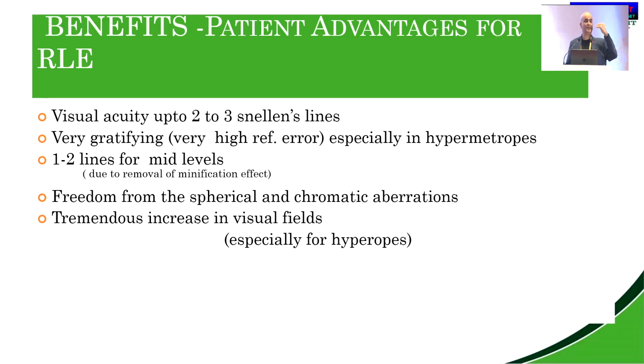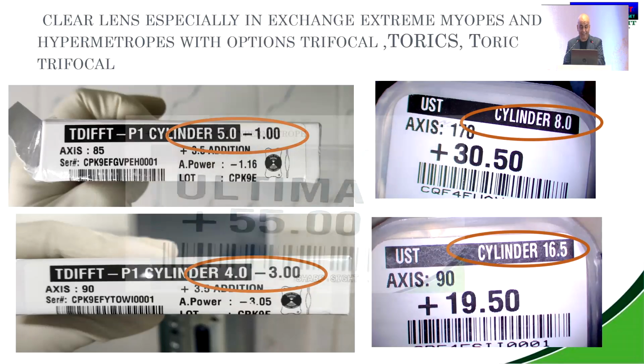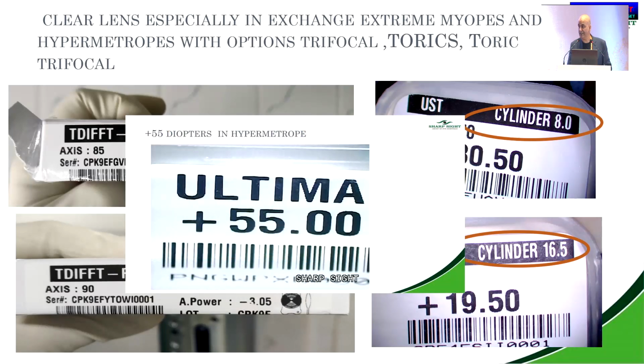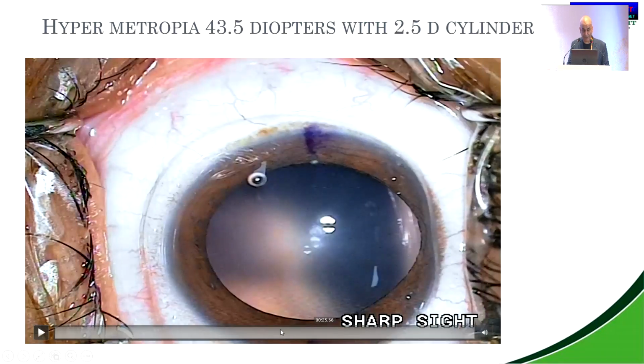The patient, especially with these high refractive errors, do notice increase in their visual acuity, reduction of their aberrations. Now, these are some of the surgical patients I've operated. This is a cylinder of 8 diopters with plus 30, cylinder of -1 with 5 diopters. We will see this, and especially some customized lenses with plus 55 diopters. Now we will see this. This is a patient where we'll just whiz through. These are all clear lens extractions.